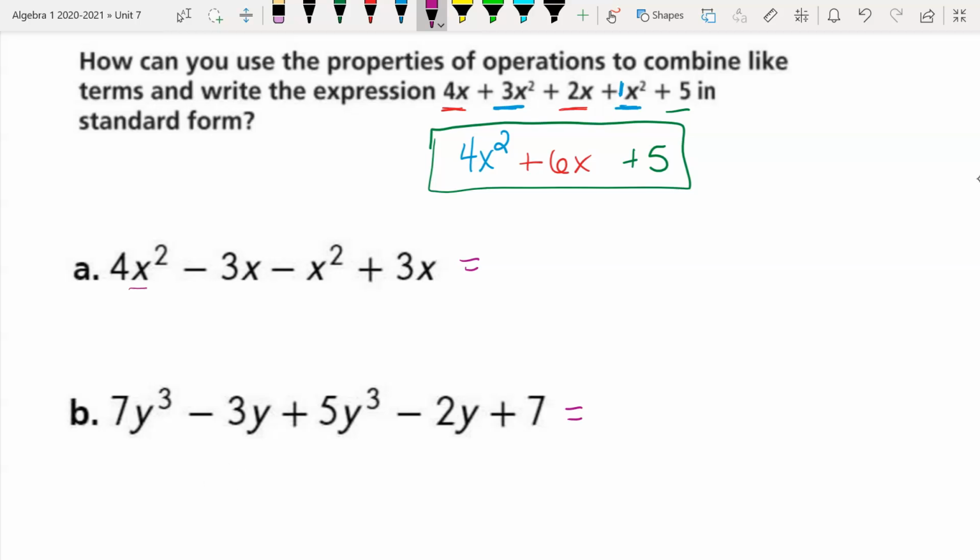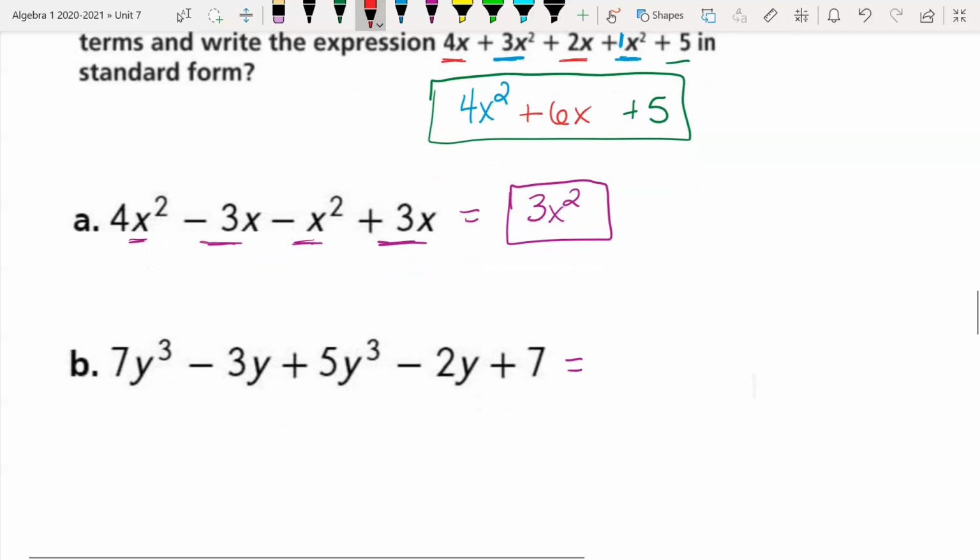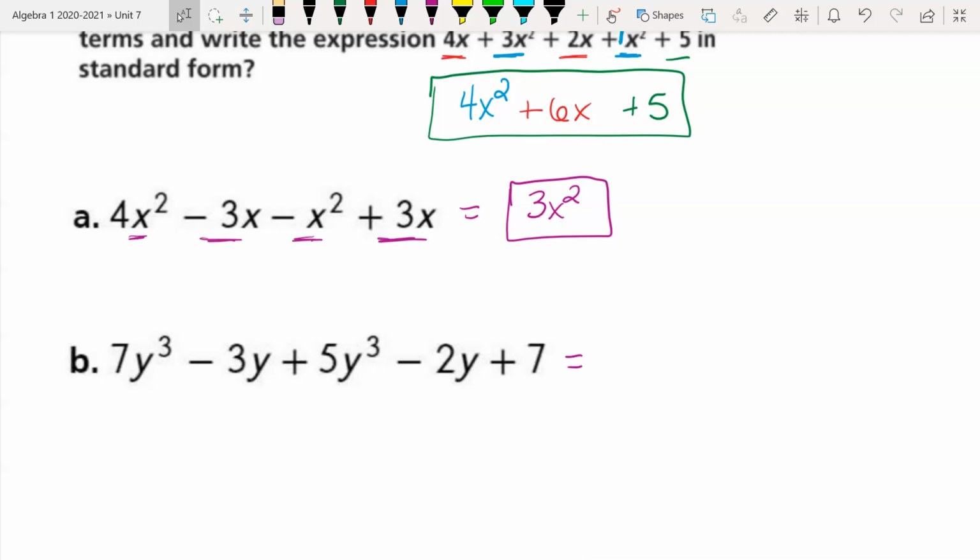Hopefully you had some time to try this. So 4x squared minus x squared, well, that's 4 minus 1, which would give me 3. Negative 3x plus 3x, those are going to cancel, so my answer is just 3x squared. Bottom one, I'm going to start with y cubed. 7y cubed plus 5y cubed is going to give me 12y cubed. Negative 3y minus 2y is going to give me negative 5y, and then plus 7 at the end.